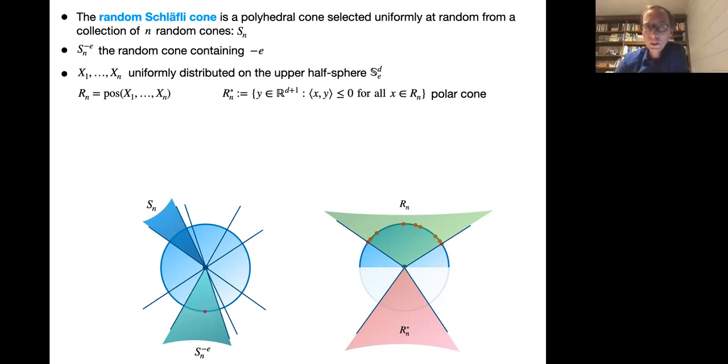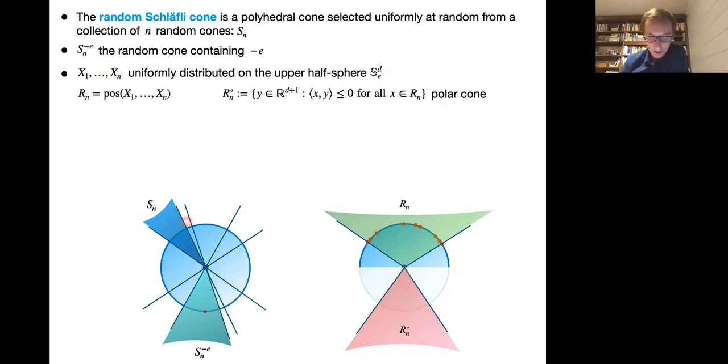Now we do something different. We now consider just the upper half sphere, the d-dimensional upper half sphere. This is the upper half sphere here. You take IID uniform random points on the upper half sphere. These are the red points that you see here. And you just look at the cone generated by these random points. So this is just the positive hull of these random points. This is the random cone Rn. And you can, at the same time, also look at the polar of this cone. This is the red cone that you will see here.